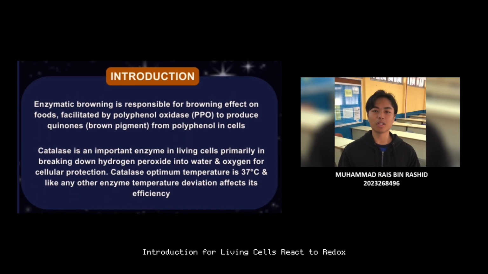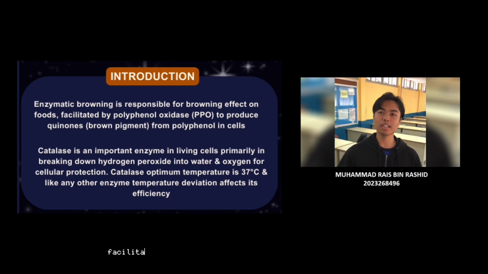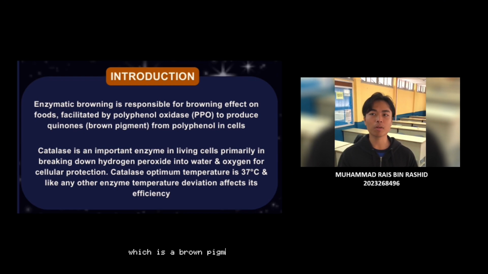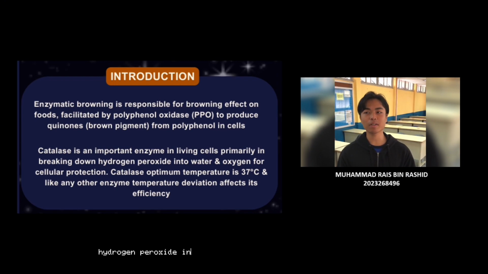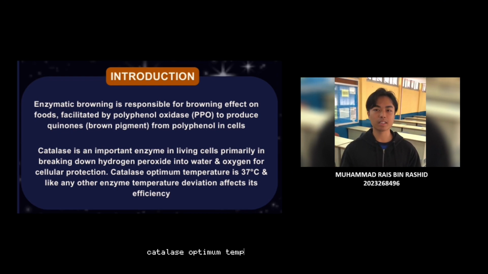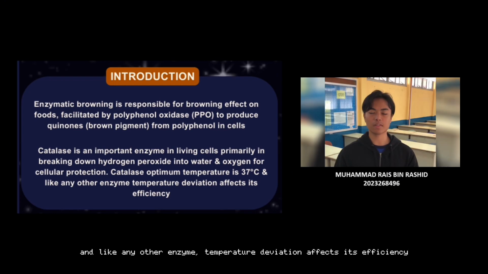Introduction for living cells reacting to redox. Enzymatic browning is responsible for the browning effect on foods, facilitated by polyphenol oxidase (PPO) to produce quinones, which are brown pigments from polyphenol in cells. Catalase is an important enzyme in living cells, for breaking down hydrogen peroxide into water and oxygen for cellular protection. Catalase's optimal temperature is 37 degrees, and like any other enzyme, temperature deviation affects efficiency.